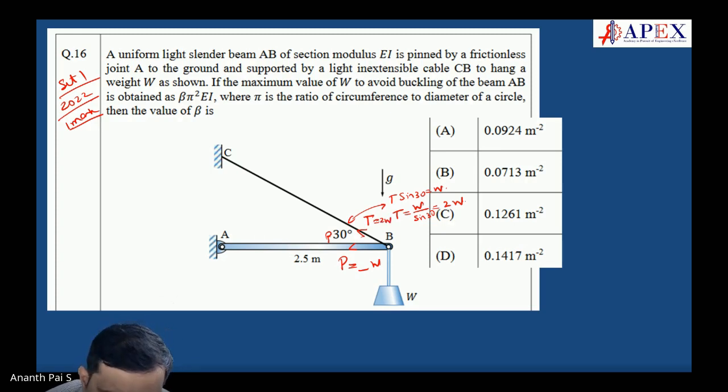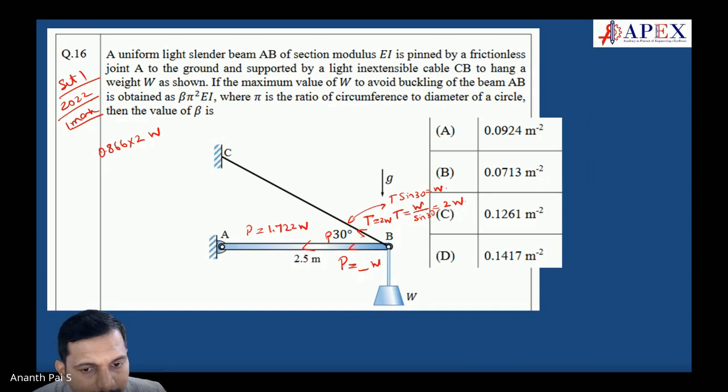If it is 2W, then what is this? This is cos 30. Cos 30 is 0.866, right? So P is equal to 0.866 into 2W. So P is equal to 1.732 W, right? Correct. 1.732. Now we have to ask P critical. That's it. So what is P critical?